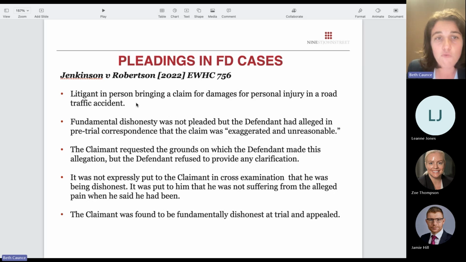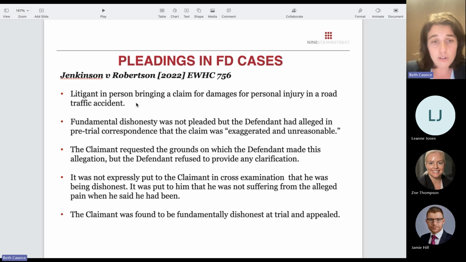Well, Jenkinson and Robertson is one case in which this has come up. This was a case where a litigant in person brought a claim for damages following a road traffic accident. Fundamental dishonesty hadn't been pleaded, but in pre-trial correspondence, assertions were made that the claim was exaggerated and unreasonable. The claimant, again a litigant in person, had made some requests of the defendant in this case to clarify, but the defendant had refused to do so.